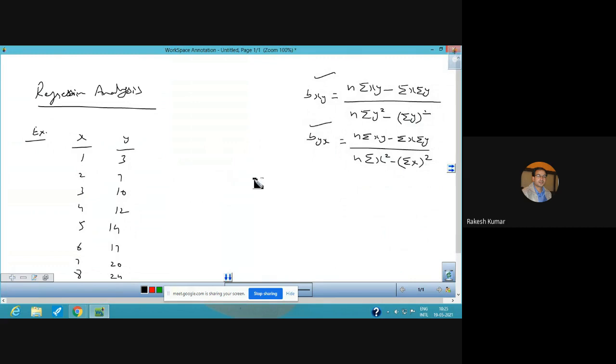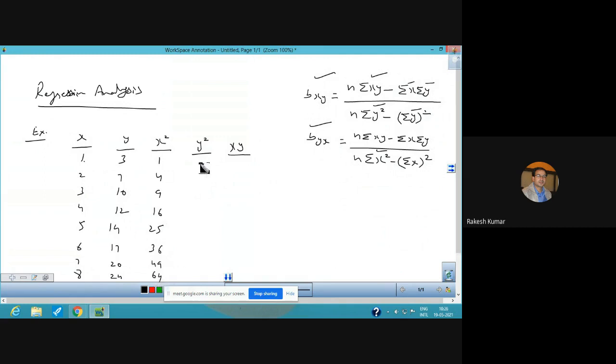Now, in these formulas, we require sigma xy, sigma x, sigma y, sigma y square, and sigma x square. So let us find the x square column, then y square and xy. These are the columns we require and their sum total. x square means the square of the values of x: 1 square is 1, 2 square is 4, 9, 16, 25, 36, 49, 64.